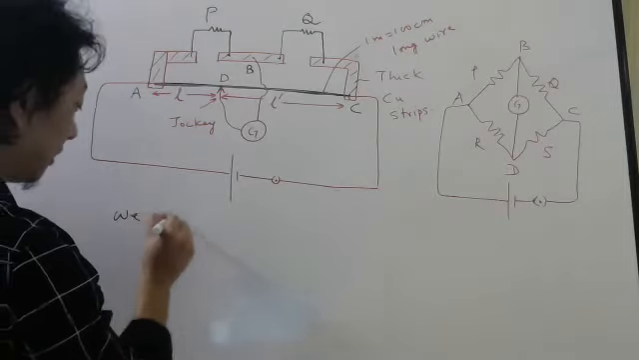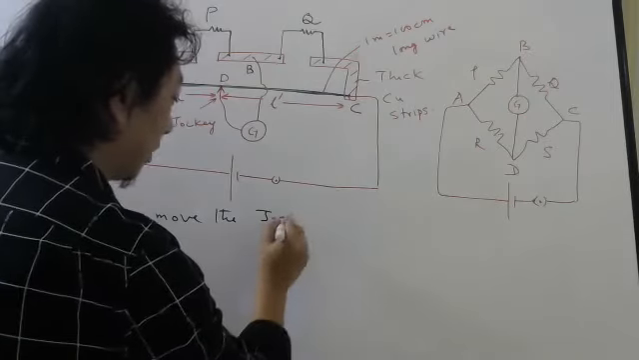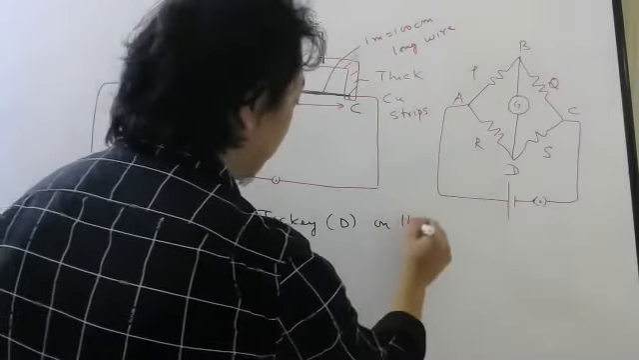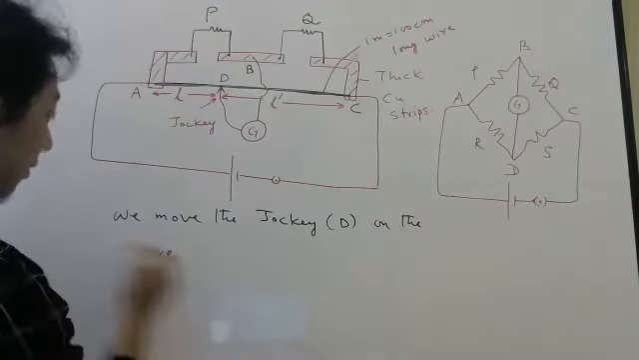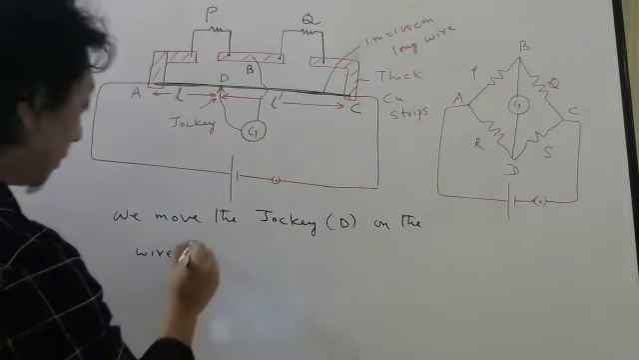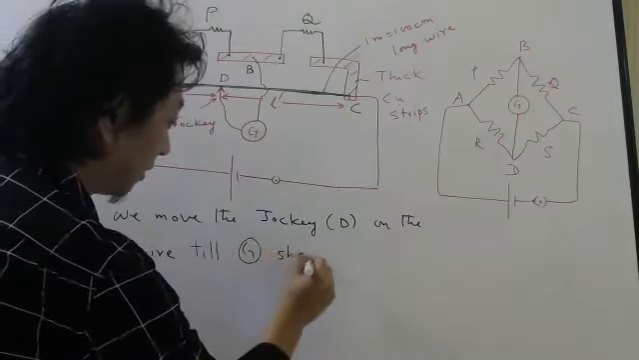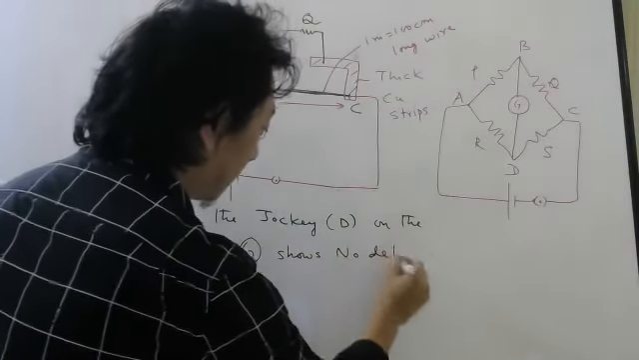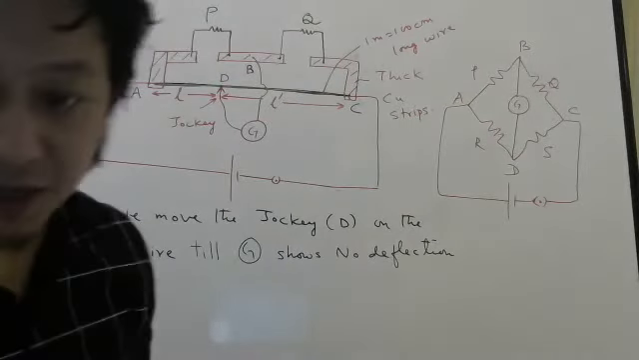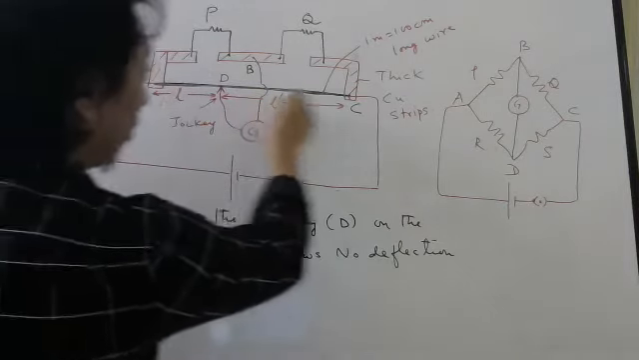We move the jockey, which is point D, on the wire till the galvanometer shows no deflection. When the galvanometer shows no deflection, till that point you have to move the jockey on the wire.